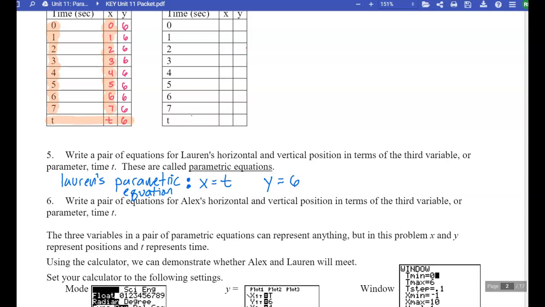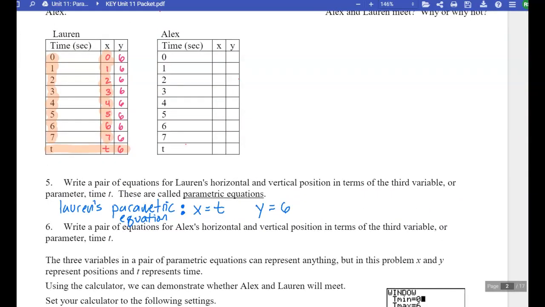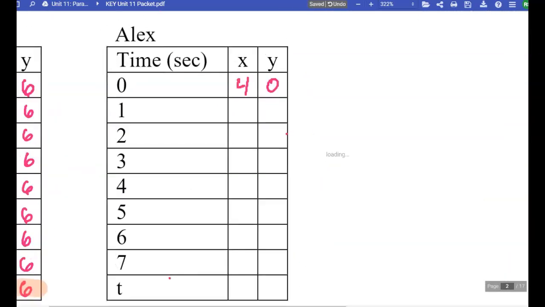So now, let's go ahead and create Alex's parametric equations. So Alex starts at 4, 0. Where is his next position? Remember, he's moving vertically, completely up from his position.